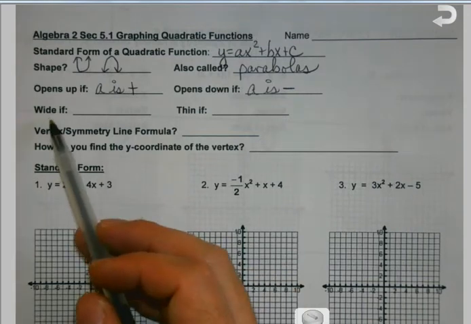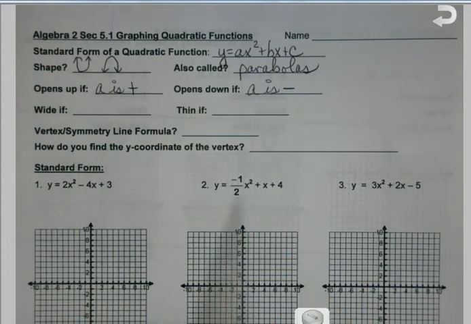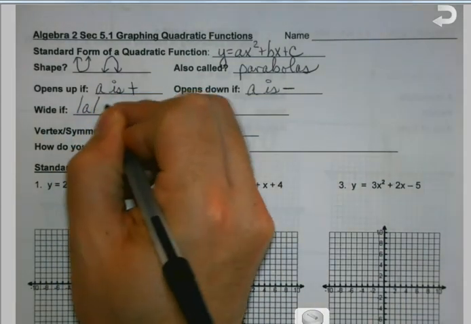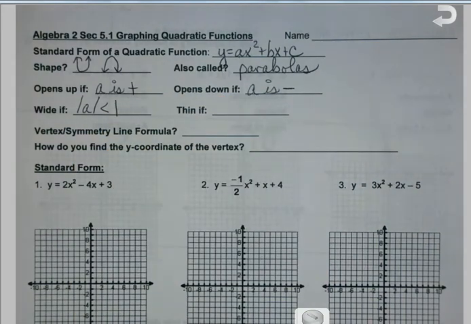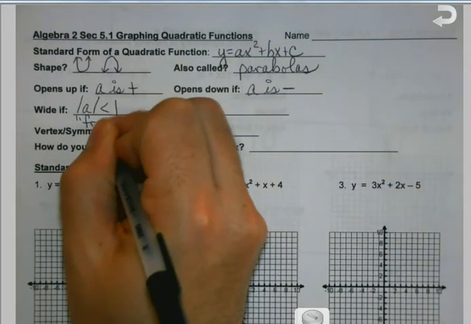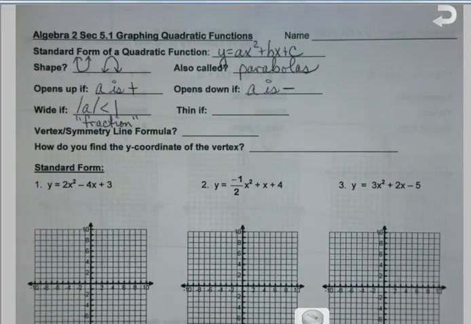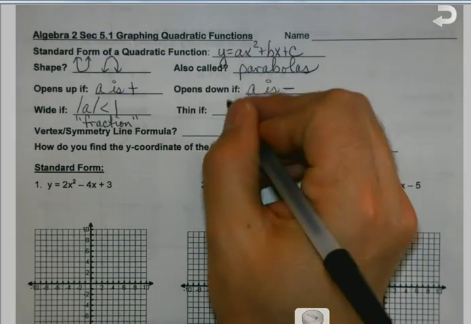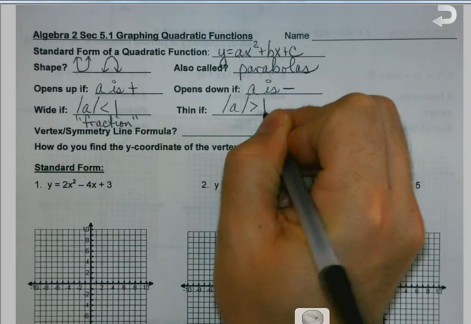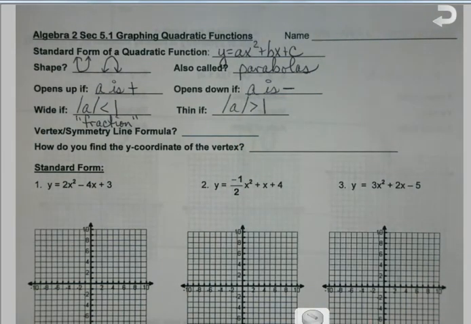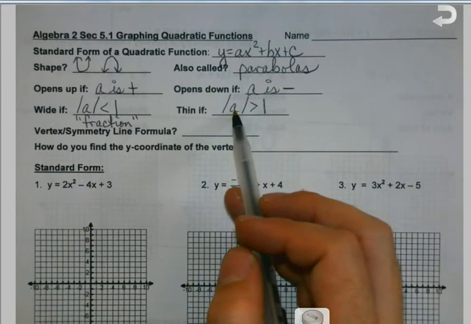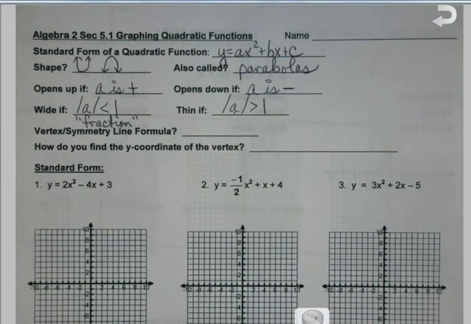Also, we called it stretching then, but it also got wide and skinny, or wide and thin, based on something else. That also has to do with our A value. If our absolute value of A, which means it can be positive or negative, is less than 1, typically this will happen when there's a fraction in front of your x squared, like 1/2 or 2/3 or 3/4 or something like that, your graph's going to get wider. Your U is going to get wider. However, if that value is greater than 1, 2, 3, 4, even -2, -3, again, because the absolute value, it's going to get bigger.